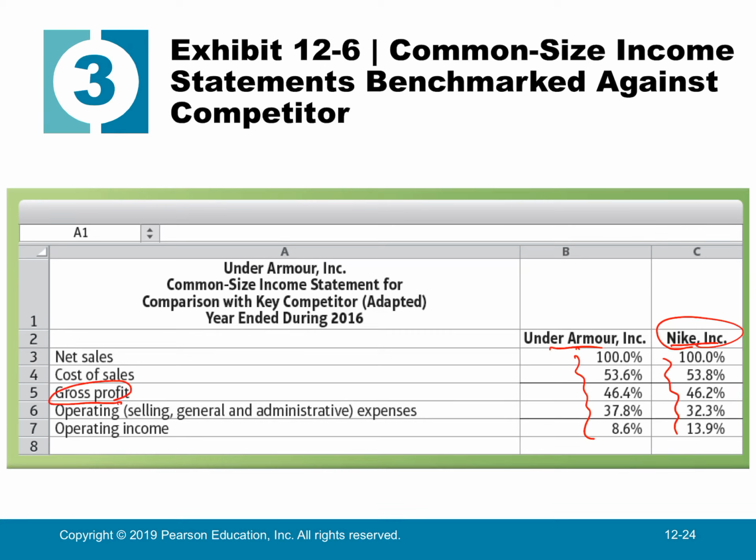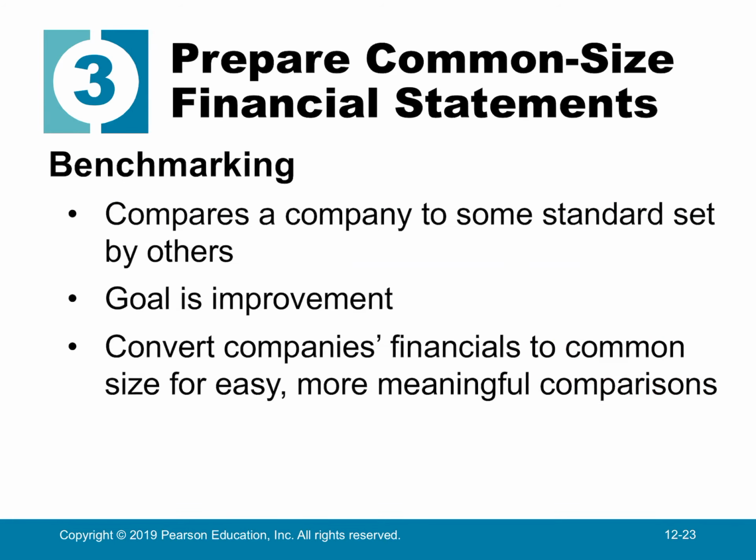For example, gross profit. Gross profit at Under Armour, 46.4%. At Nike, 46.2%. So their gross profit is almost identical, but Under Armour has a slight advantage. Their gross profit is slightly higher than Nike's. Right? So right away, without looking at the actual numbers, I can draw some conclusions pretty quickly.